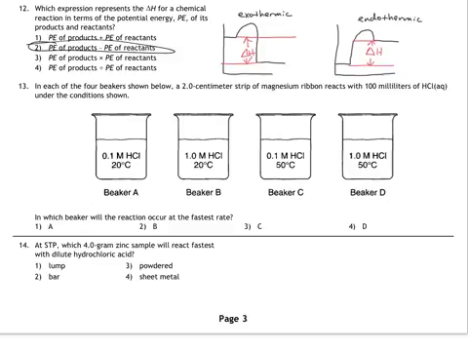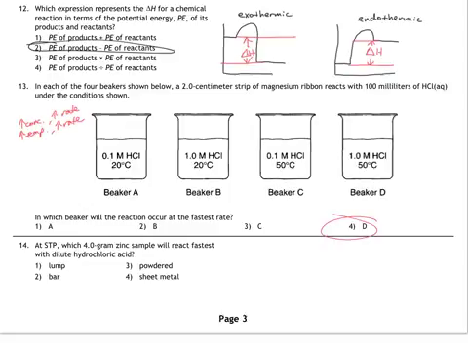So the things that are being altered from one beaker to the other are temperature and concentration. What I can tell you for sure is that an increase in concentration will increase the rate of reaction, and increasing the temperature also increases the rate of reaction. That's why beaker D would have the fastest reaction rate.